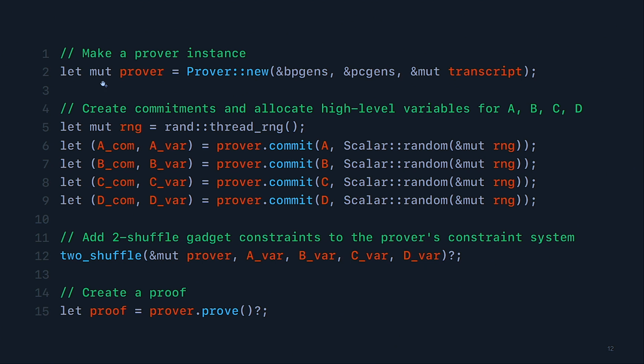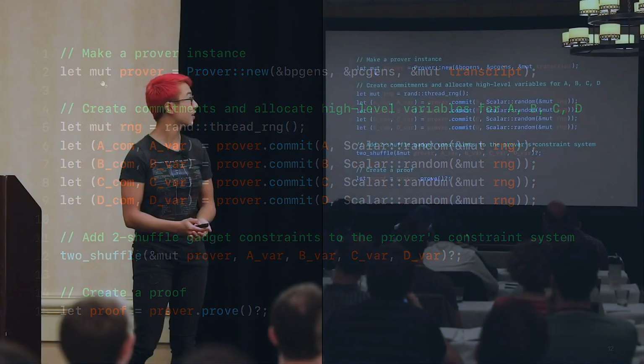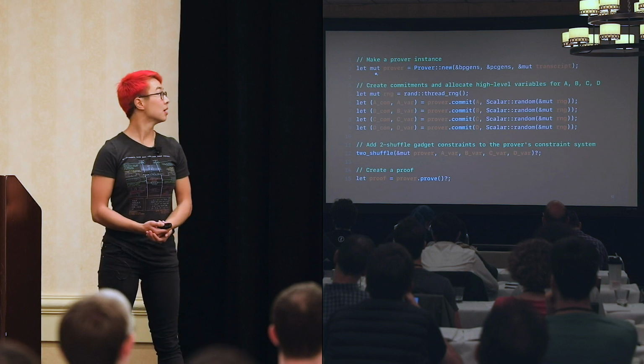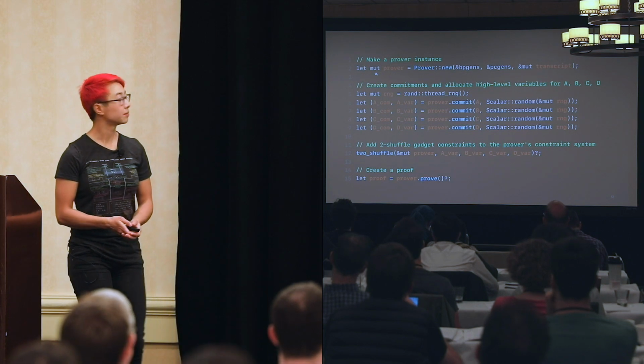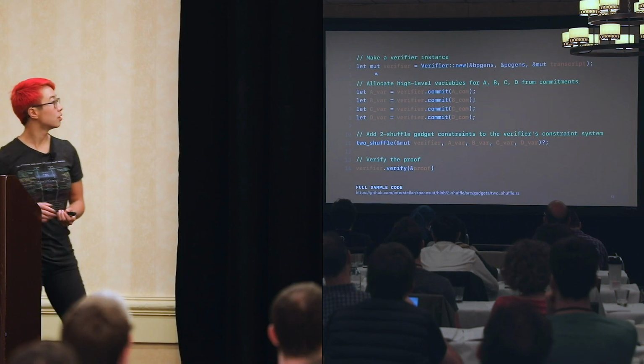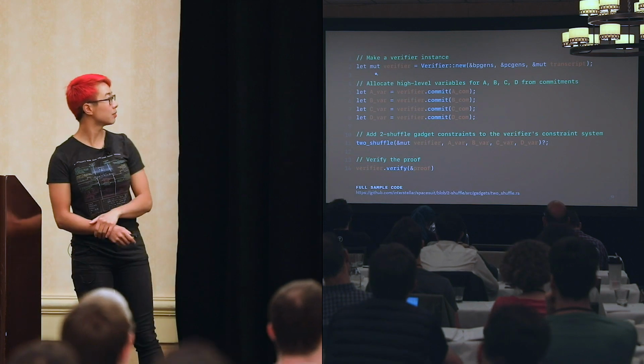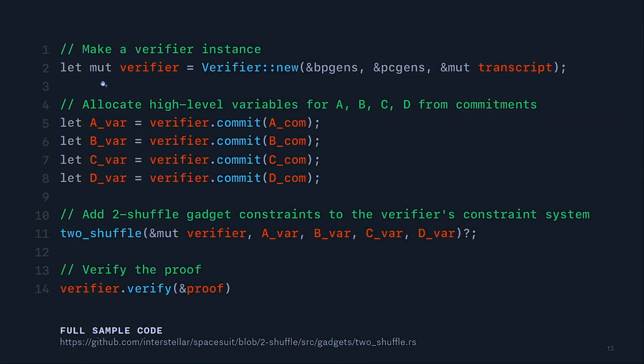So that's actually it. And then on the verifier side, you do something very similar. You also allocate, you also make a new verifier constraint system up top, and then you commit to the A, B, C, and D commitments. So the difference between the prover and the verifier is that the verifier doesn't have access to the secret scalars and the blinding factors that the prover does, obviously. It only has access to the commitments that are given to it by the prover.